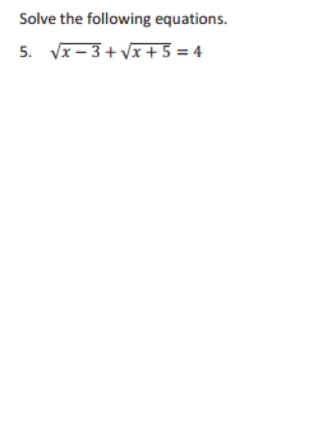Taking a look at number 5 here, notice that you have two radicals, which means when we're isolating our radicals, we have to isolate one of them. And here you have a choice between the square root of x minus 3 or the square root of x plus 5. In this one, I'm going to isolate the square root of x minus 3 by subtracting the square root of x plus 5. So subtract the square root of x plus 5 from both sides.